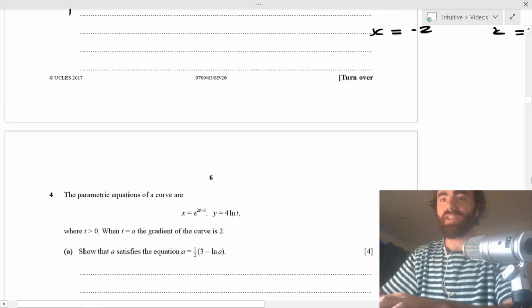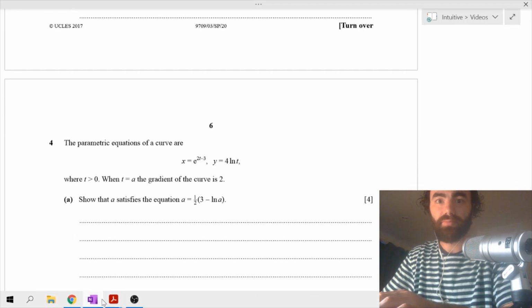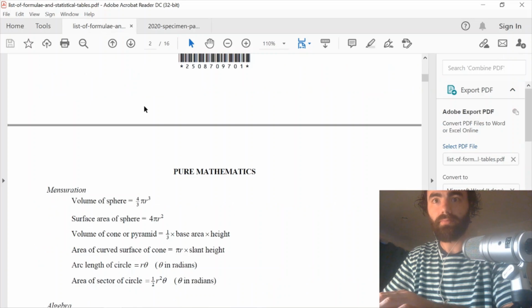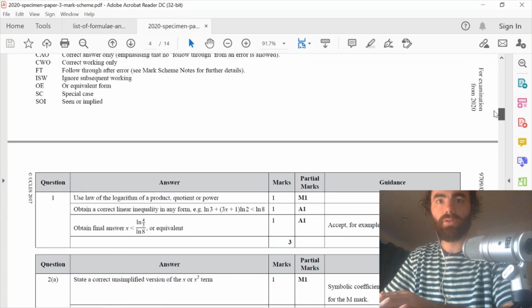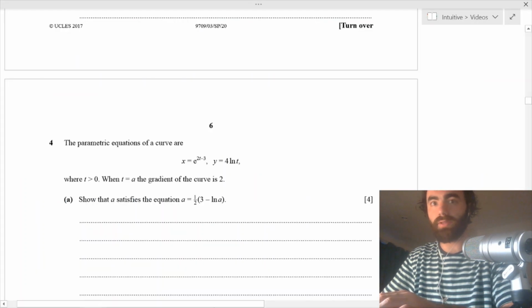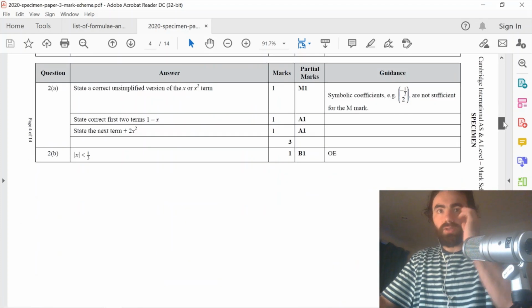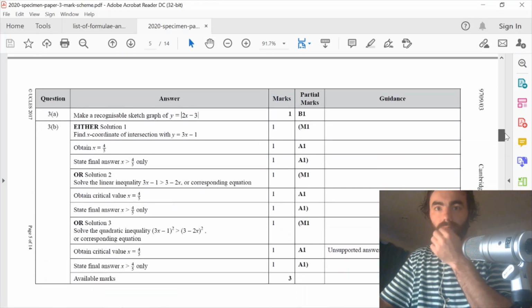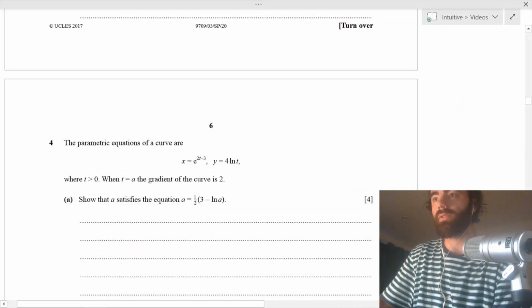Oh, and we need to check the answers because I'm doing this for the first time, so I don't know. I got the answers up here. Also got the formula sheet, which we might need. So what was this question? Where are we at? This was question 3. Okay, question 3. Yeah, so only x greater than 4 over 5, which is what we got.